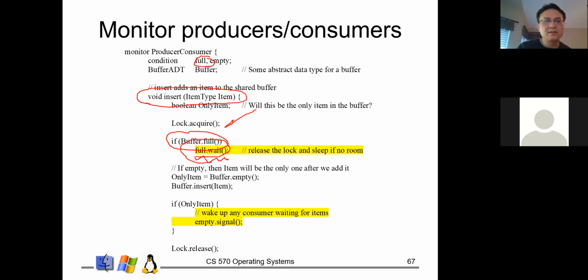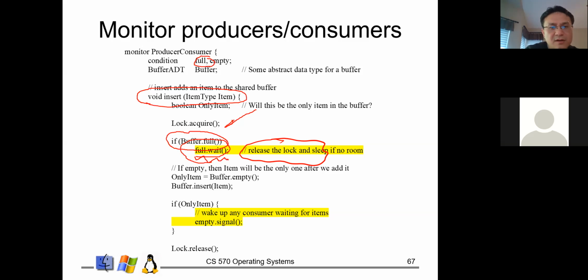It will release the lock that this thread or process holds to this critical section. It would first release that, and it would put that thread or process to sleep. So this is what the wait does. With this condition variable, it does these two things, release the lock and sleep, atomically.